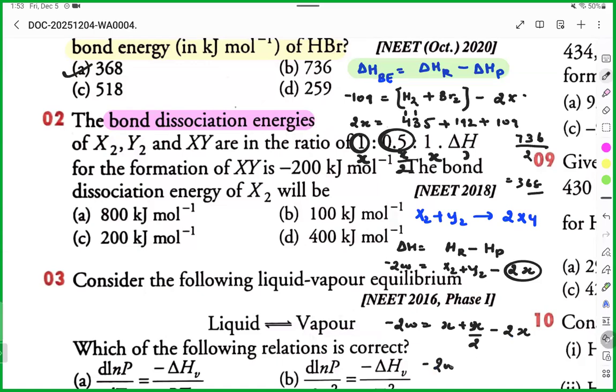Minus 200. Minus 2x plus 3x by 2. So it will be minus x by 2. Minus minus cancel. What will be the x value? 400. Do you have the option? I will explain this again. Don't worry.